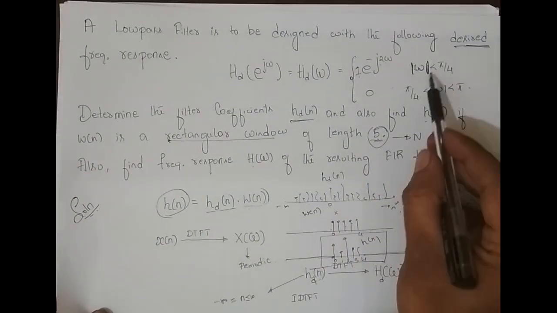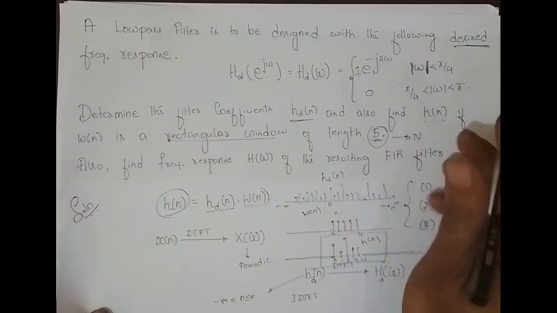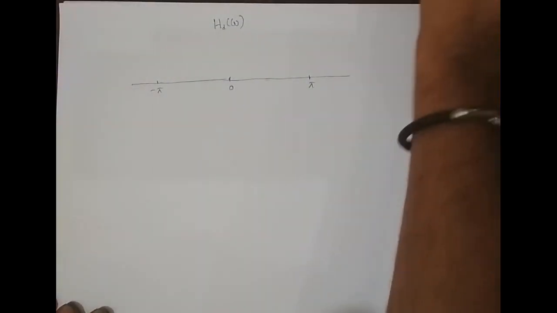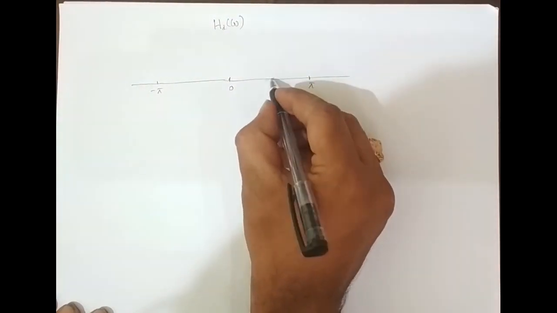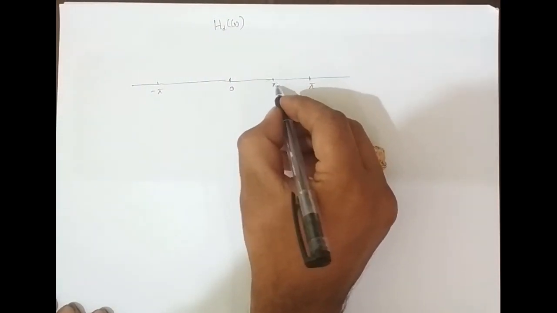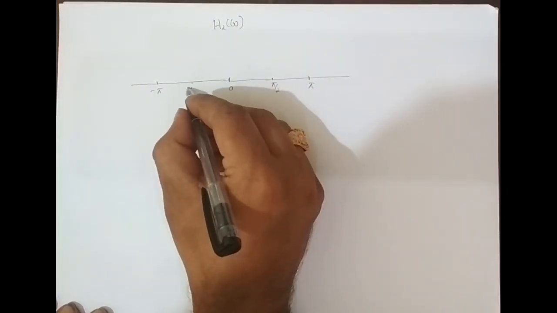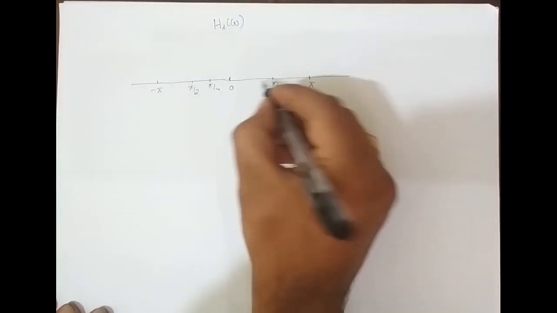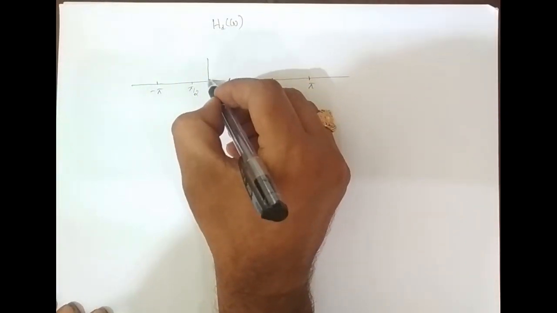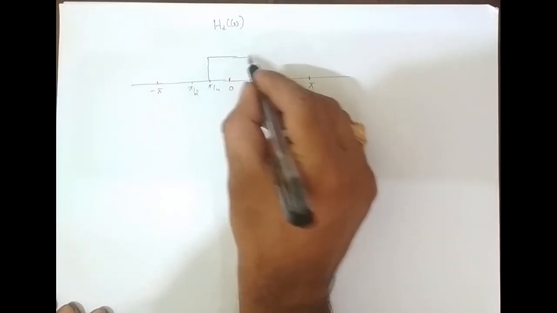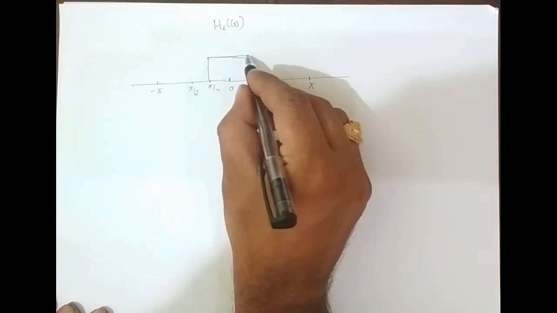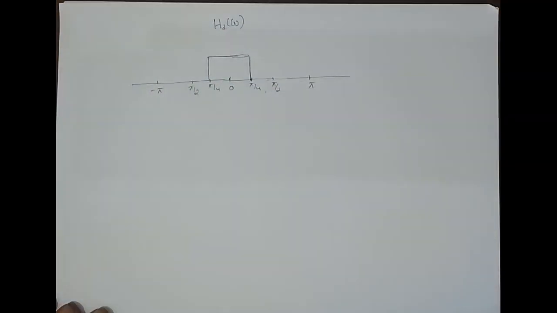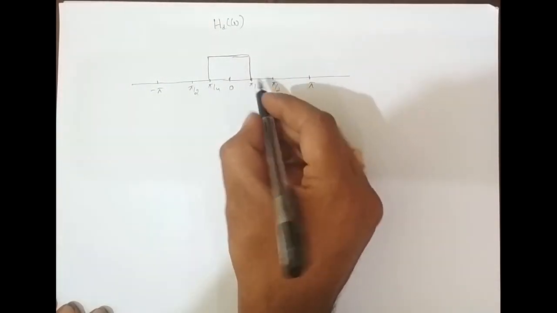So for magnitude of omega less than pi by 4, for example if this is pi by 2 and this is pi by 2, and if this is pi by 4 and this is also pi by 4, it is 1 times e power minus j 2 omega, but the magnitude is 1 for magnitude of omega less than pi by 4.